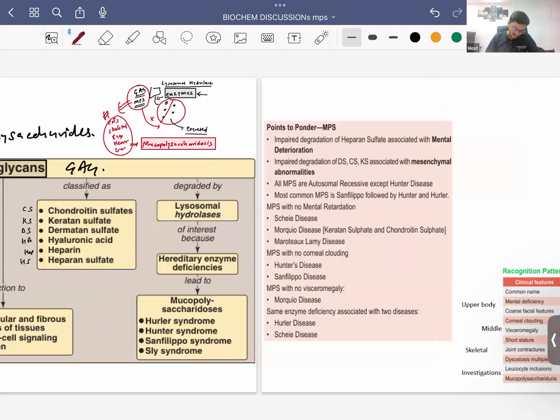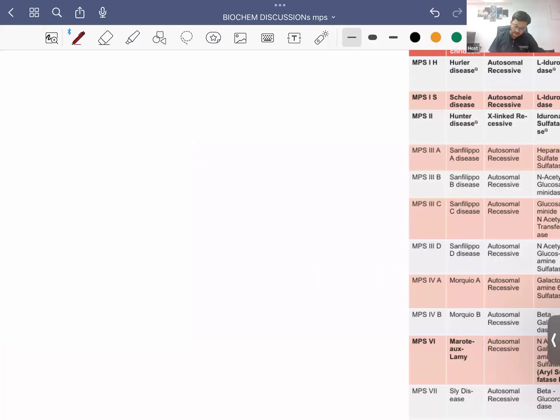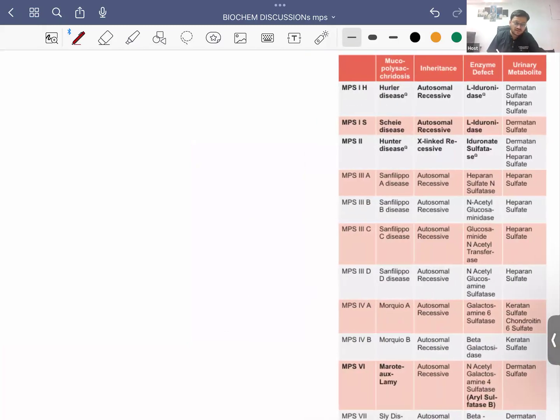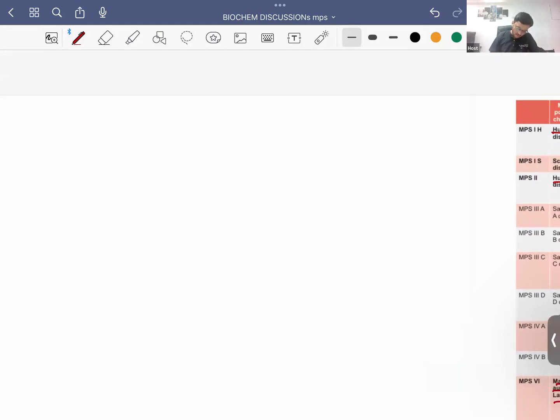Okay, so let's see the classification of mucopolysaccharidosis. Have you all heard these names during your preparation or during the UG time? Hurler disease, Hunter disease, Maroteaux-Lamy disease. Have you heard these names? It's okay if you don't know what they cause. Yes, sir.